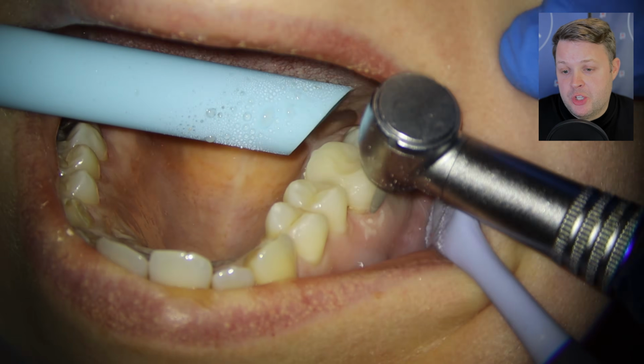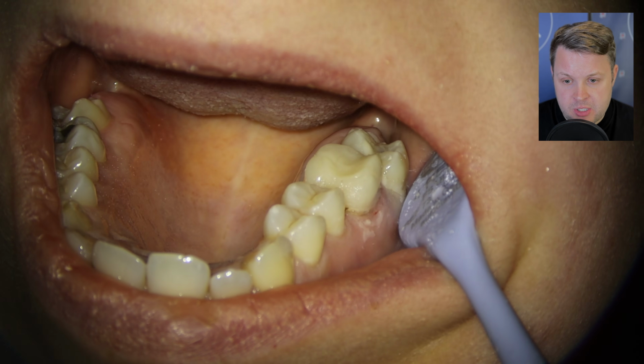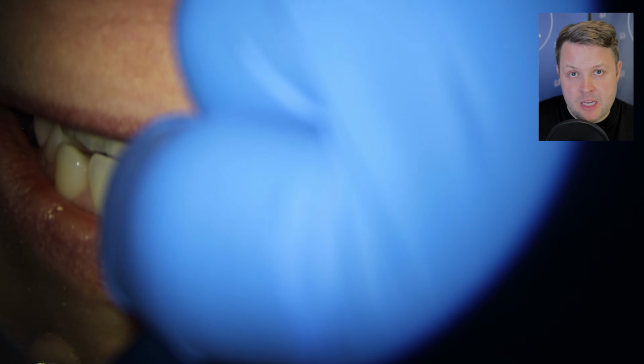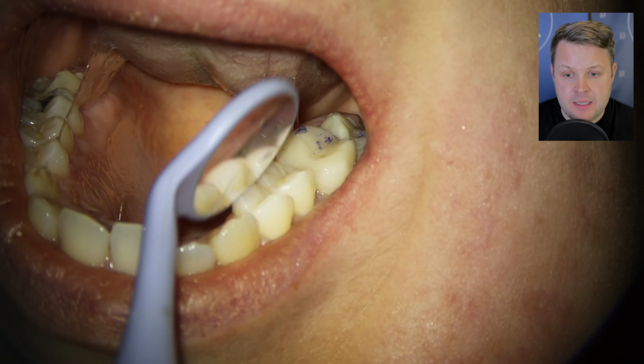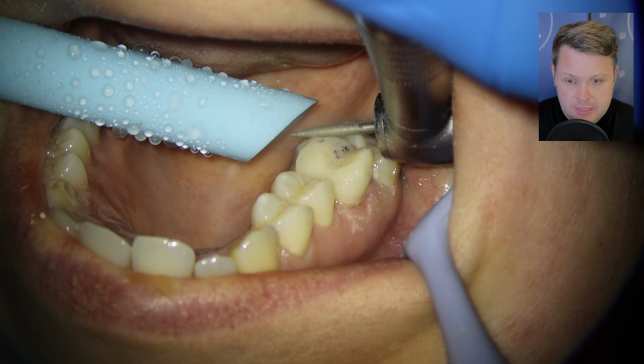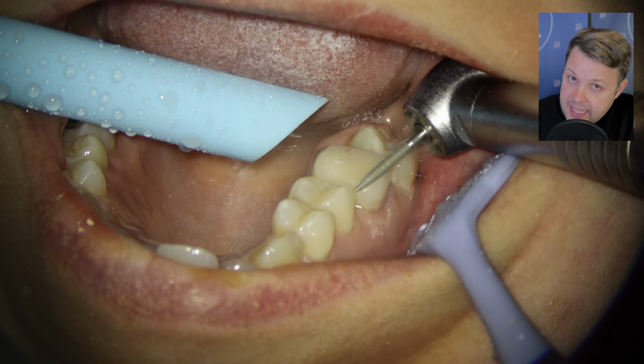The last thing I want to do is just check the occlusion. Again, I'm worried about this crown being knocked off because it hasn't got a great core in there, so I'm going to make the occlusion on this crown lighter than it has been. I'm just going to polish it down, and what's also important is that you polish it up so it doesn't feel nasty up there.